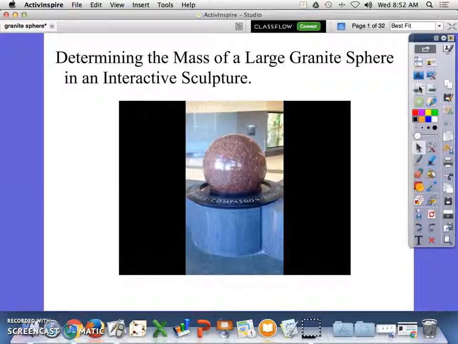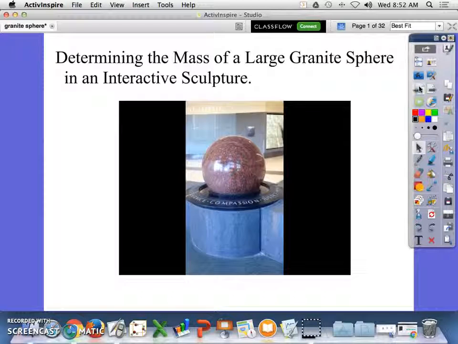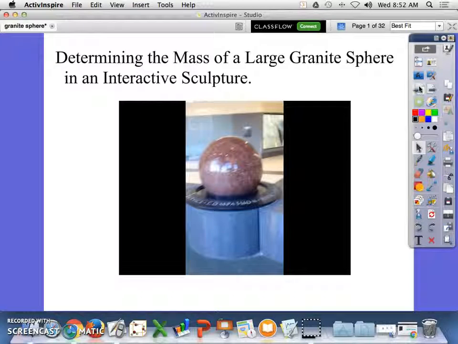A large granite sphere is an interactive sculpture at St. Rita's Medical Center in Lima, Ohio. I think these are made by a company in Finland, and they're found in other metropolitan areas. I guess there's a larger one at Easton Mall in Columbus, Ohio.